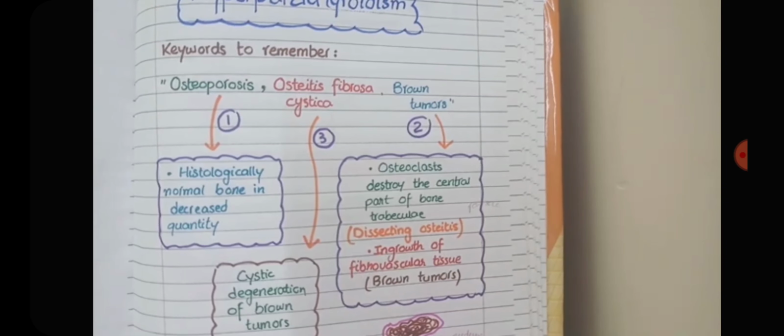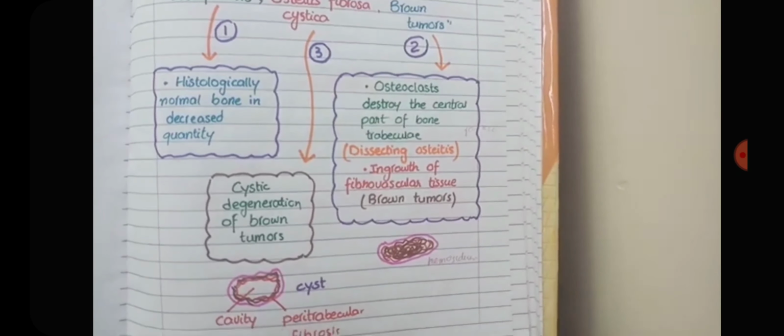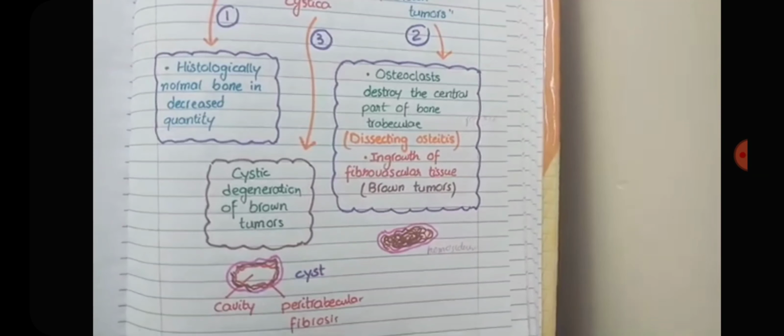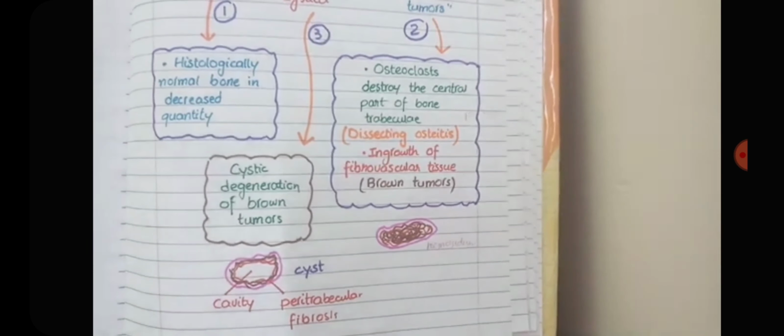In the next step, as a repair mechanism, fibrovascular tissue starts proliferating in the dissected regions. This growth of fibrovascular tissue in the places where previously there was degradation by osteoclasts is called brown tumors. Brown tumors are masses of fibrovascular tissue, and they are brown because of the hemosiderin derived from macrophages. And you all know that these macrophages have a very important role in the ingrowth of this fibrovascular tissue.